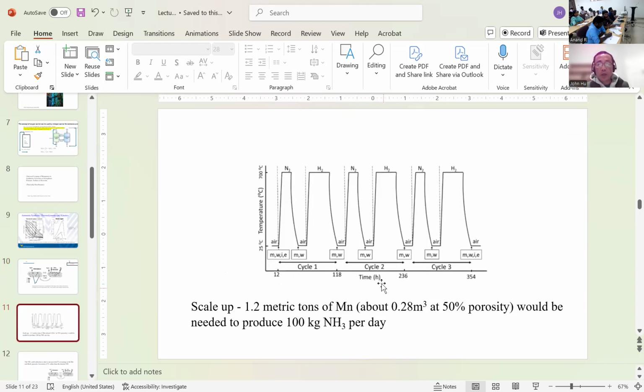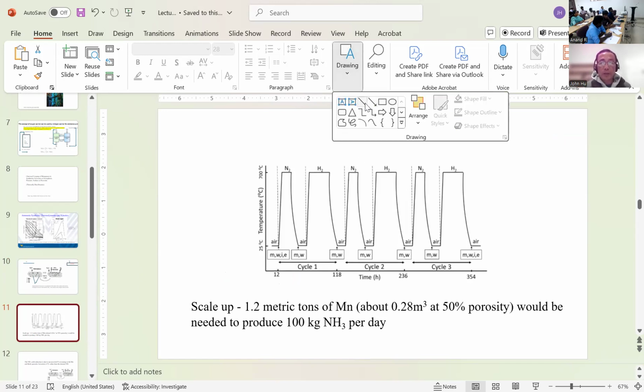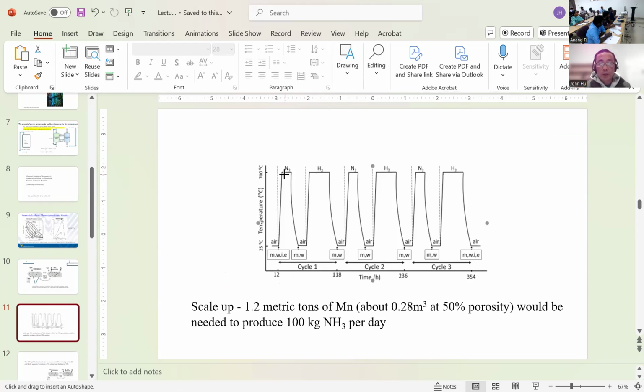I can tell you experimentally how it looks like. Basically, it should be declining. Yeah. You see my curve? It should be like this.